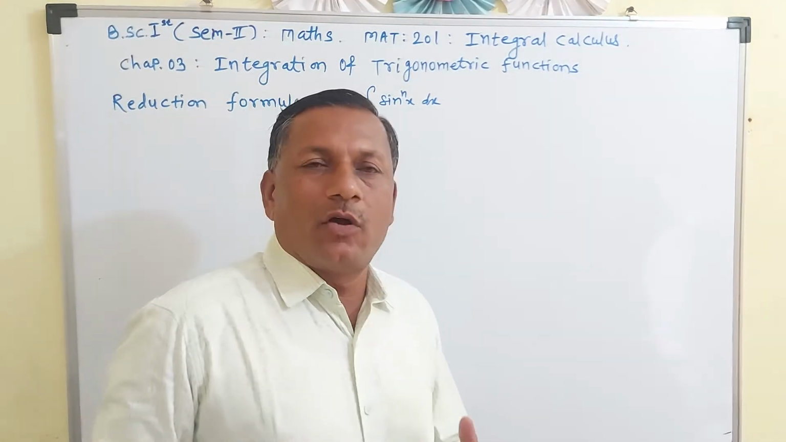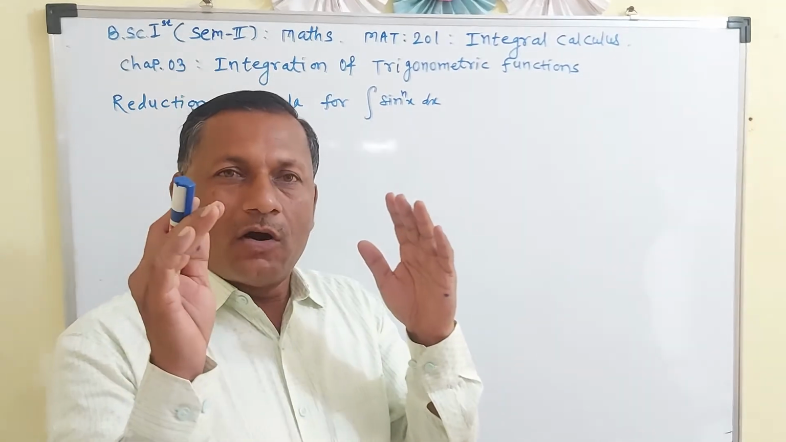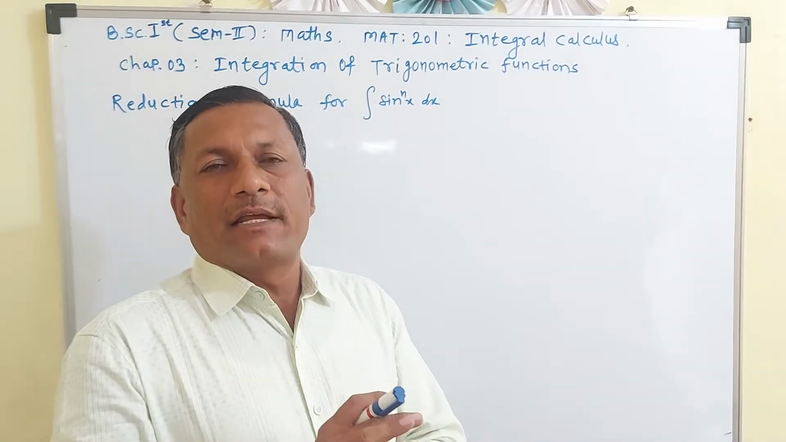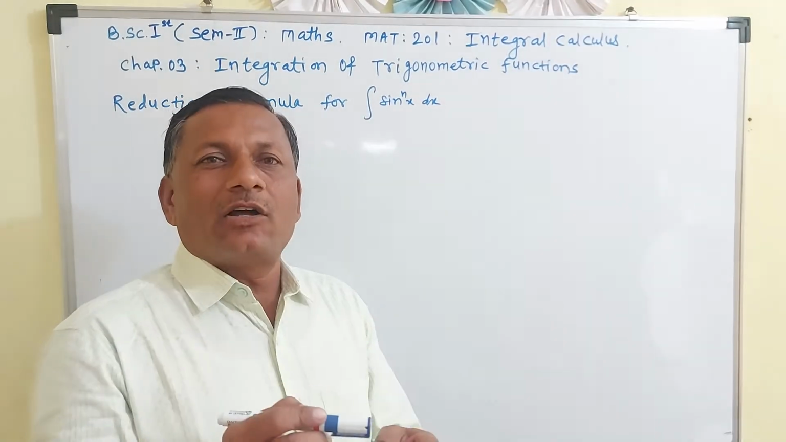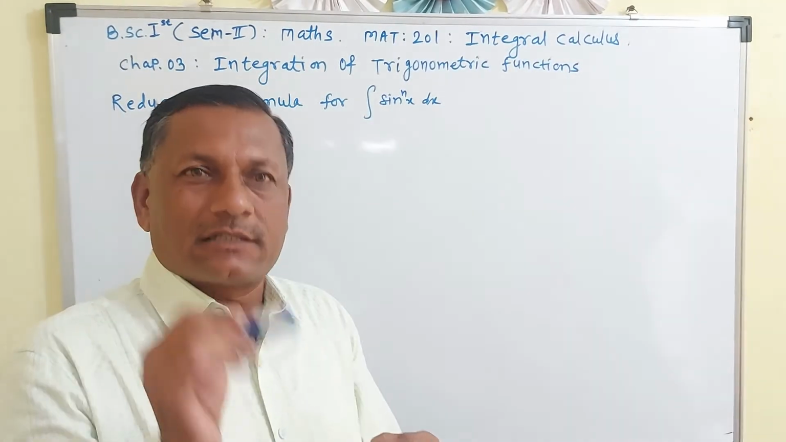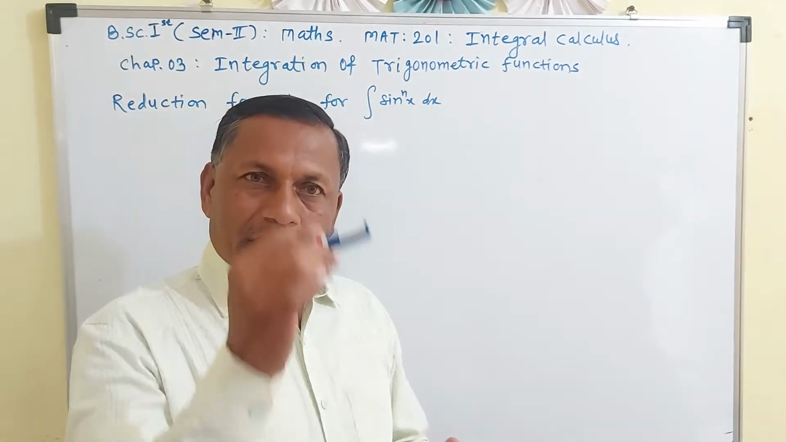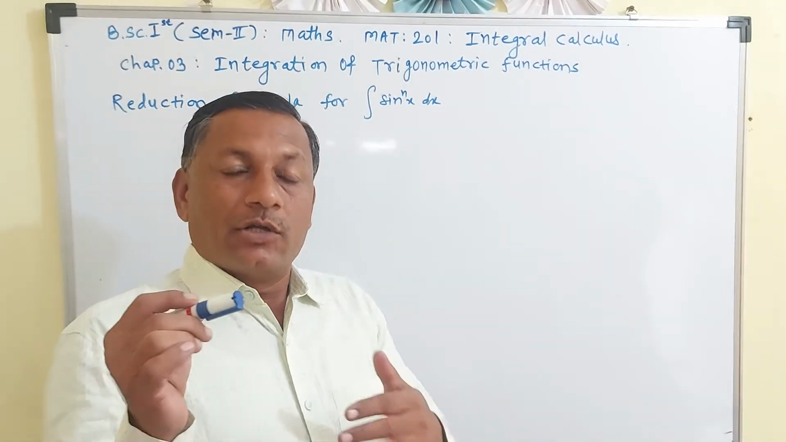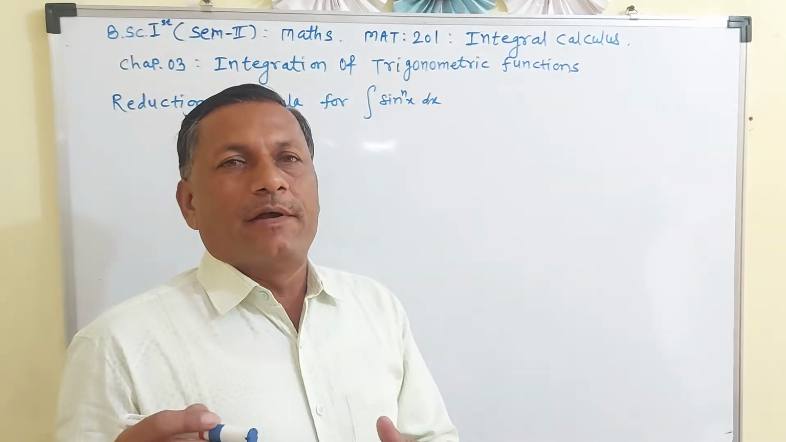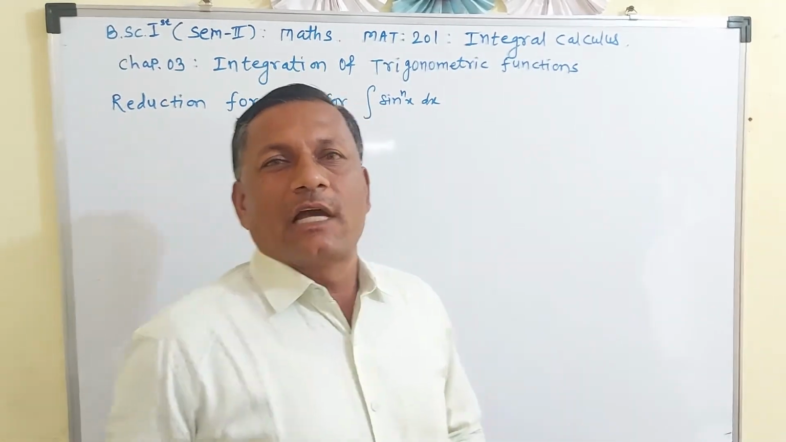So in this chapter we have to learn the reduction formula for integration of sin raised to n x dx, integration of cos raised to n x dx, integration of sin raised to n x dx going from 0 to pi by 2, and integration of cos raised to n x dx going from 0 to pi by 2, and examples on it. So we have to learn these articles.